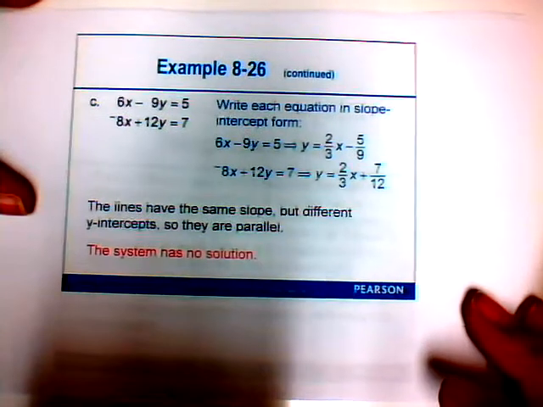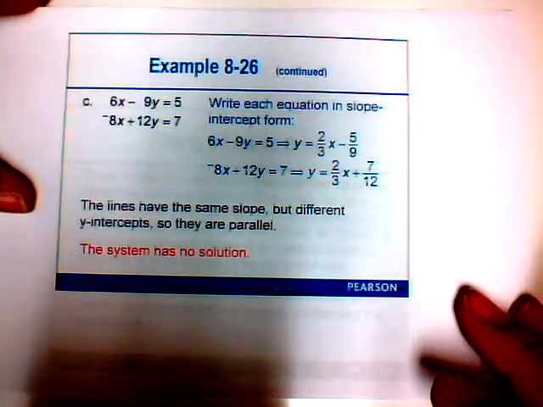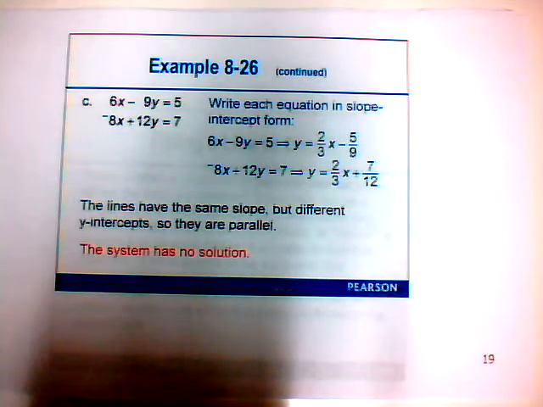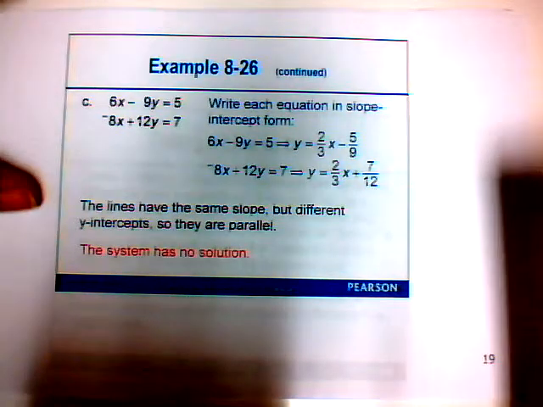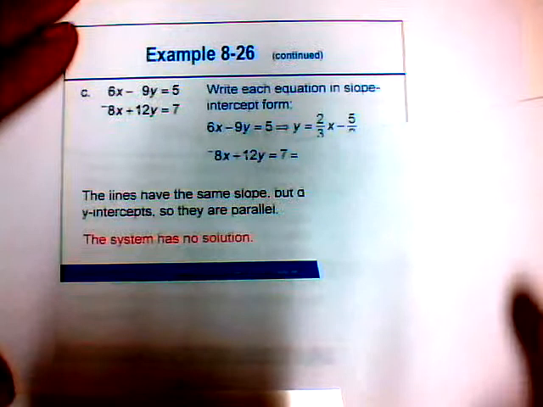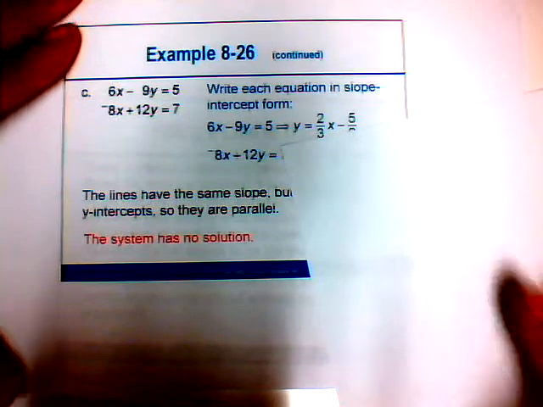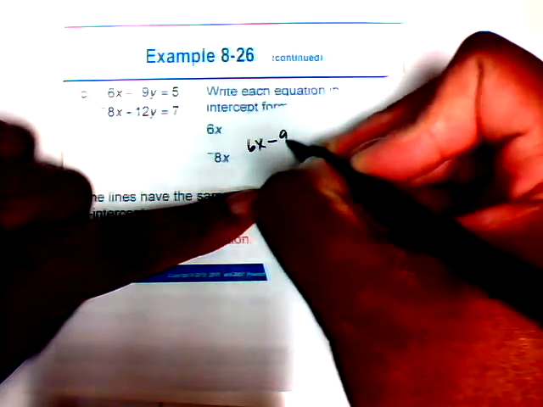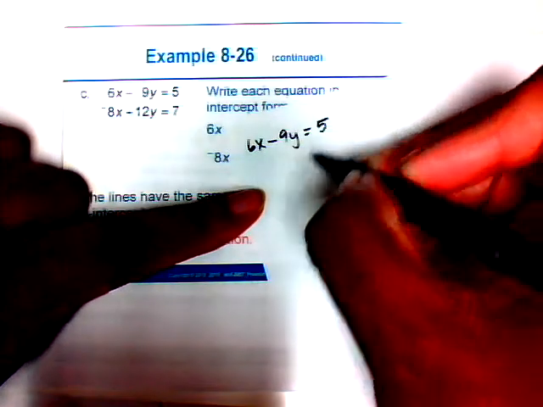Alright, now look at this one. 6x minus 9y is equal to 5, and negative 8x plus 12y is equal to 7. Okay, now let's write this in slope-intercept form as well. Alright, in this case here we got 6x minus 9y is equal to 5.